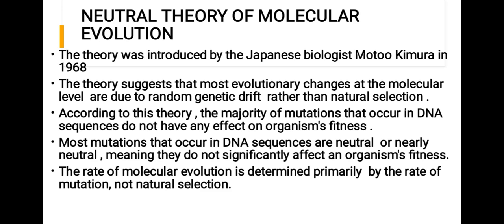The neutral theory has been a controversial topic in evolutionary biology, with some researchers supporting it as a valid explanation for the patterns of genetic diversity that we observe in nature, while others argue that natural selection plays a more significant role in shaping genetic variation.